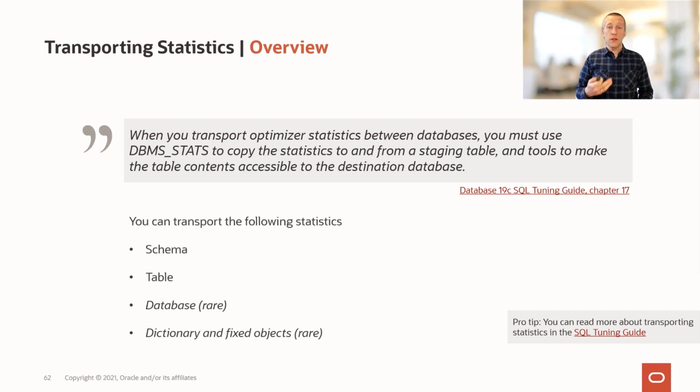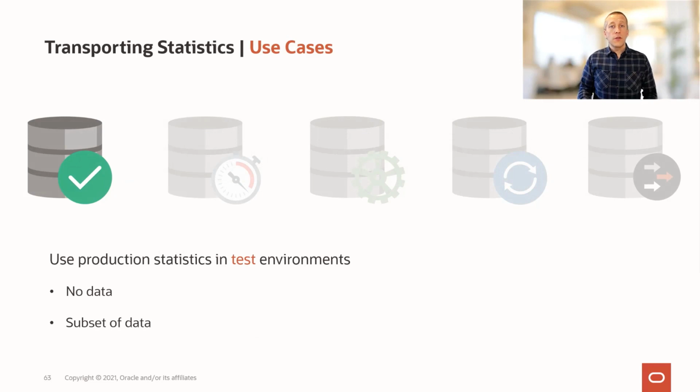You can do it on schema or table level, but you can also do it on database, dictionary, and fixed object statistics, but those three scenarios are rather rare. Typically, it's on table and schema. You can use it, for instance, if you want to have your production statistics imported into a test system. If your test system is empty or only has a subset of the data, you can still use it with your production statistics by moving them into your test system.